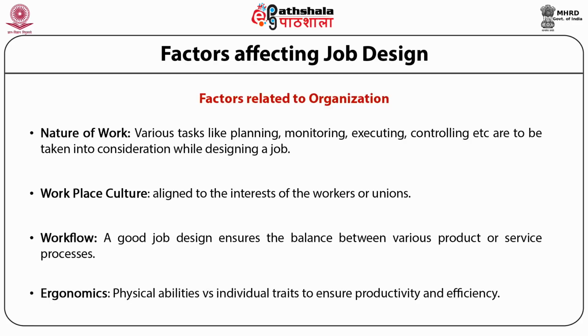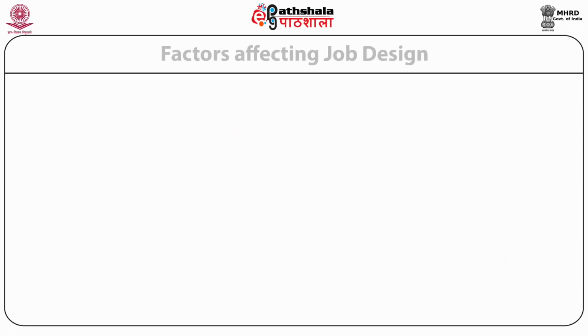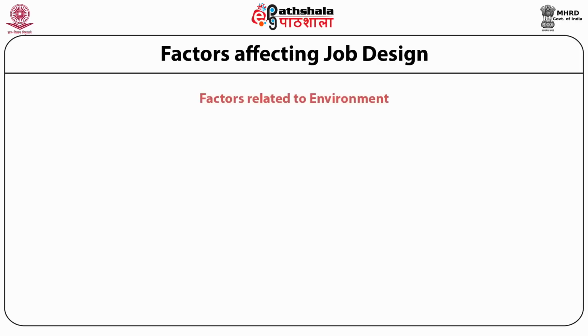Ergonomics aims at designing jobs in such a way that the physical abilities and individual traits of human resources are taken into consideration to ensure productivity and efficiency. The second quadrant, which is related to environment, has two types of factors, both internal as well as external environmental factors affecting the job design to a great extent.